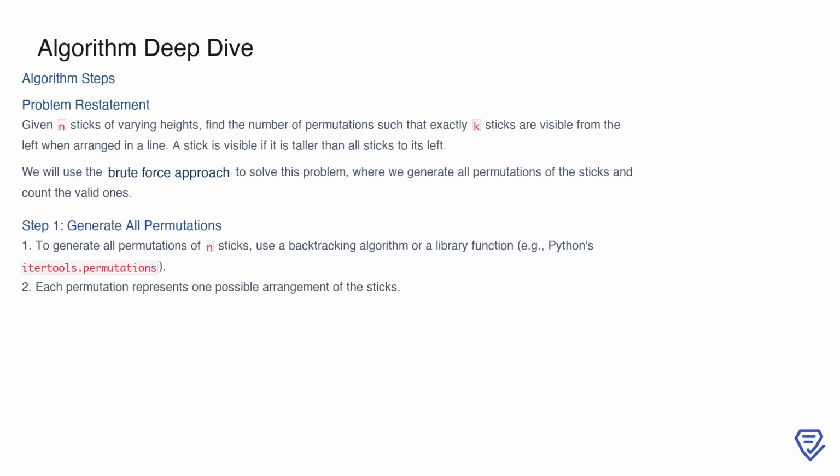One straightforward way to approach this is through brute force. First, we generate all possible permutations of the n sticks. Each permutation represents a unique arrangement of the sticks, and we can evaluate it to see if it meets the visibility condition. To generate these permutations, we can either use a backtracking algorithm or leverage a library function like Python's itertools.permutations, which is efficient and easy to use. Once all permutations are generated, we'll move on to analyzing them to count the visible sticks in each arrangement.